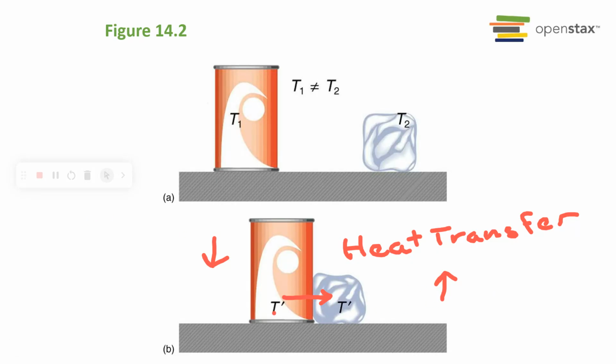And so what that means is at some point the temperature in the Coke comes down, the temperature in the ice comes up, until they both have the same temperature, until their temperatures are equal.